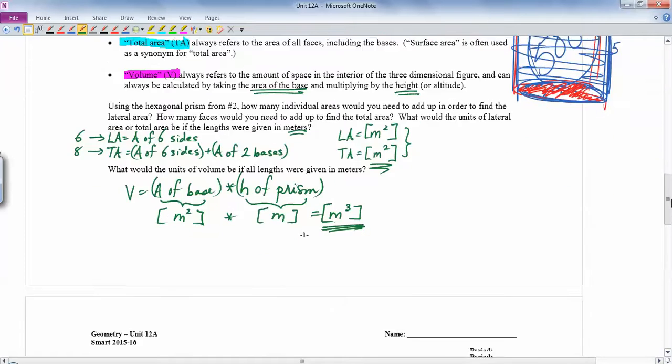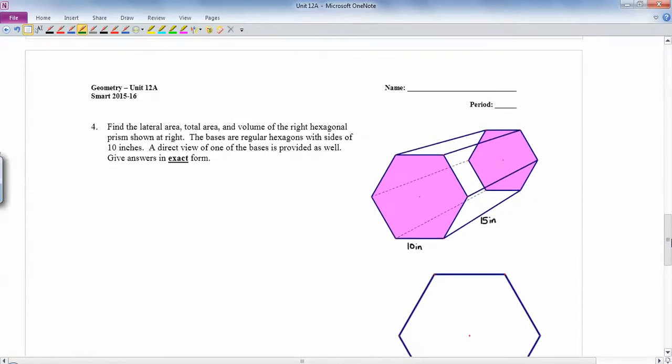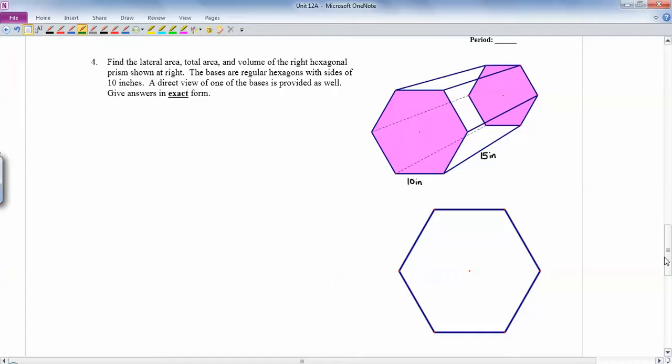So let's go on. Number 4. Find the lateral area, total area, and volume of this hexagonal prism right here. And in this case, the hexagons are regular hexagons. Sides are all 10 inches. And this one down here is just this drawn by itself so you can work on it. So that means that these guys are 10 centimeters going around here. 10, 10, etc.